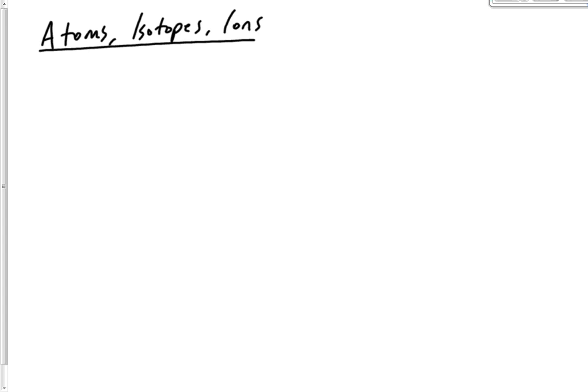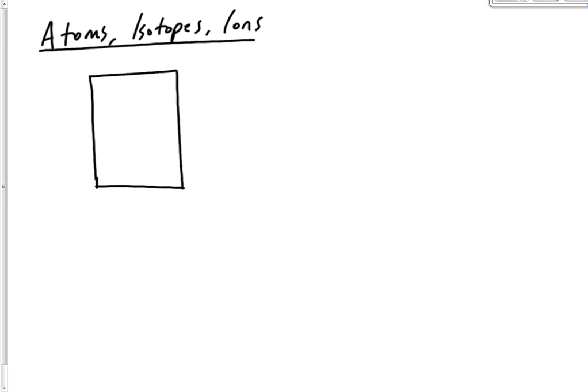Okay, this is atoms, isotopes, and ions. When we're talking about atoms, we kind of want to know what can an atom tell us? What kind of information can we get? So one of the first things we look at is the periodic table.